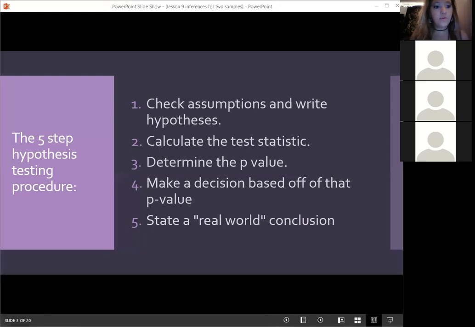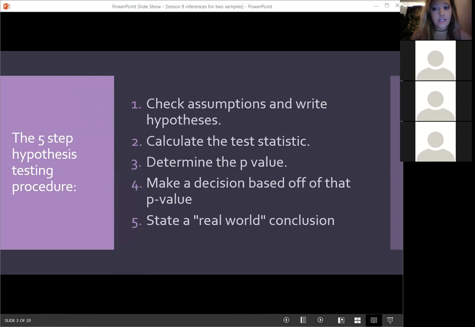All right, and just a review of our 5-step hypothesis testing procedure. I just want to make sure you guys have this down because we do use this for every single sample that we do. And we want to make sure that for every hypothesis test we do these 5 steps, it's just different for each different type. So I just want to make sure you guys have a good hold on these.